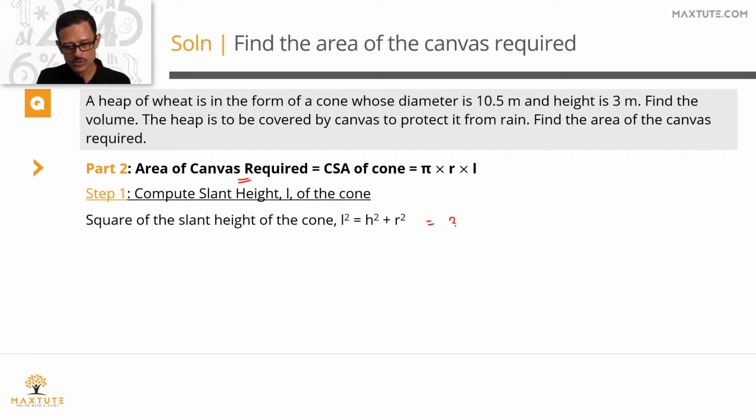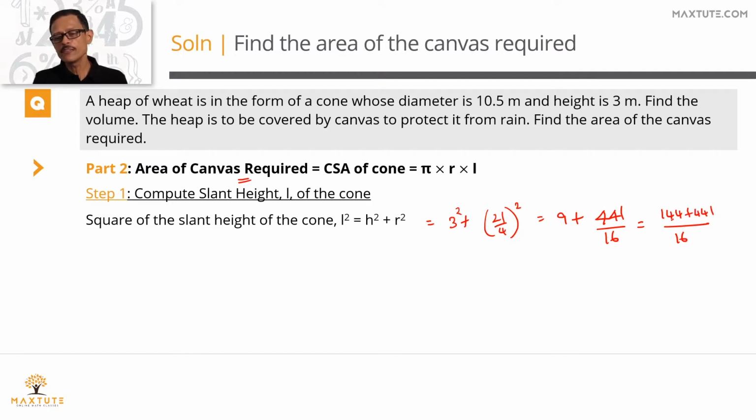Height is equal to 3, so 3 square plus radius we are taking as 21 by 4. Let's go with that to make calculations easy. So it's 21 by 4, the whole square. So 3 square is 9 plus 21 square is 441 divided by 16. Take 16 as a common denominator. 9 times 16 is 144 plus 441. 440 plus 140 is 580 plus 5, 585. 585 by 16 is a measure of l square.